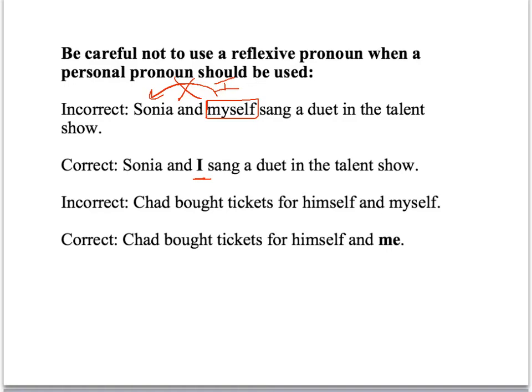In a second example, Chad bought tickets for himself and myself. I've got two pronouns. Himself, object of the preposition for, refers back to Chad. So I have a reflexive pronoun. Myself, okay, also the object of a preposition. However, what does it refer back to? It probably refers back to I. It definitely doesn't refer back to Chad. Therefore, again, I need to use the personal pronoun. Chad bought tickets for himself and me.